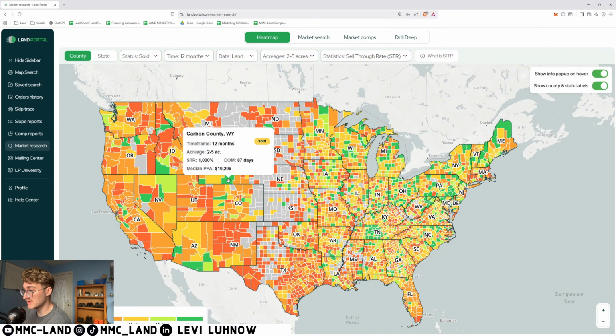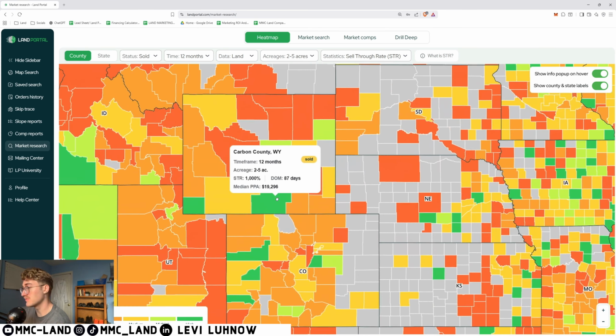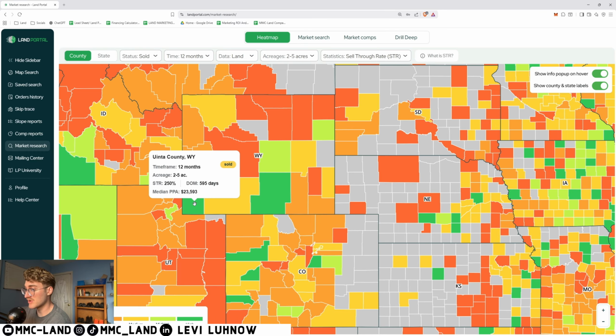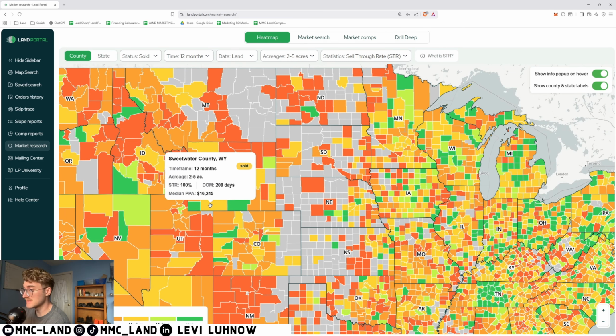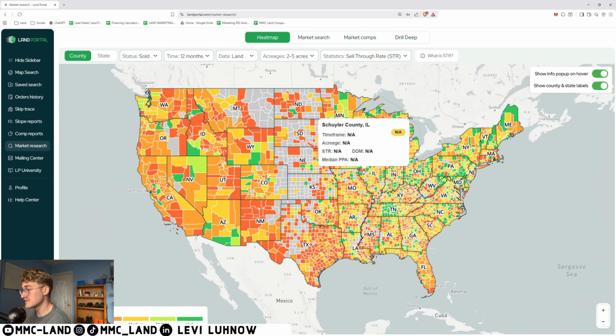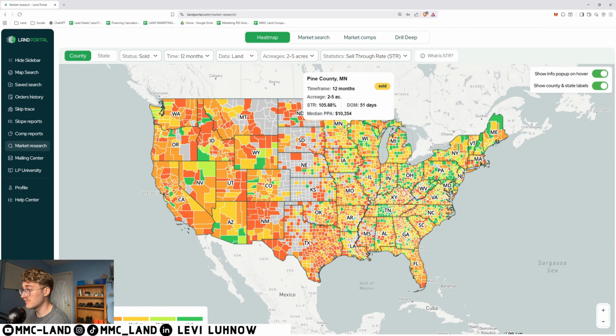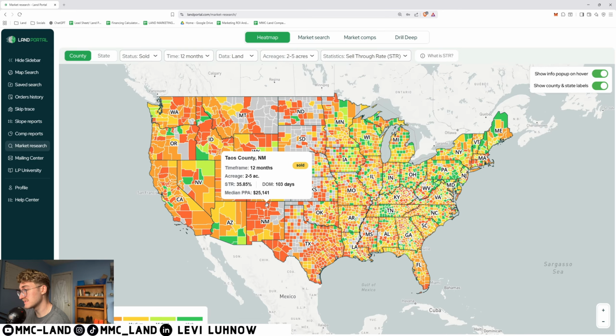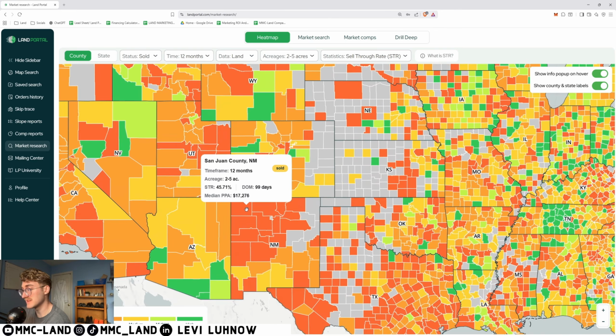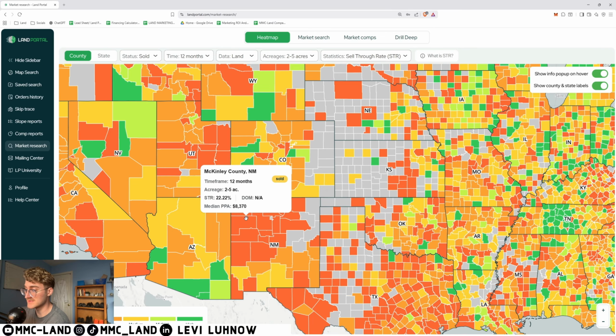Sometimes it has correlation, like right here, Carbon County, Wyoming, 1000% sell-through rate, 87 days on market. It can have correlation, but right here, what's going on? 250% sell-through rate, but the days on market 600. Sometimes it's correlated, sometimes it's not. But it's important to maybe try out both strategies, see what you like more, and then go from there. I've personally done business in counties where the sell-through rate's like 60% and sold things very, very quickly just because it's priced well.